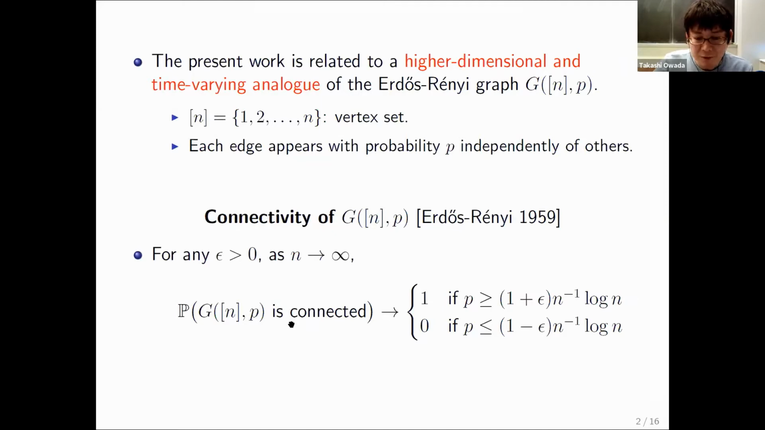So connectivity is in a sense the simplest topological property, which can be captured by the zero-dimensional homology group, or Betti number, Betti 0. And we are interested in the natural extension: the higher dimensional topological features of the higher dimensional version of the Erdős–Rényi graph, through the behavior of Betti numbers of arbitrary dimension.